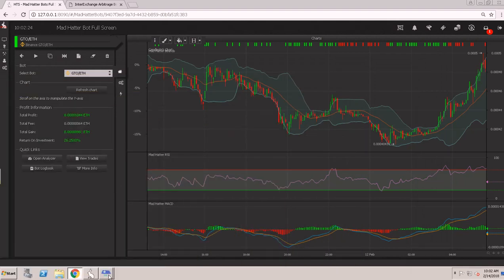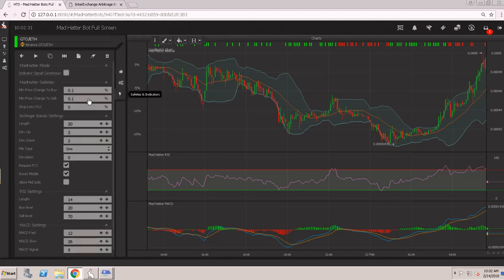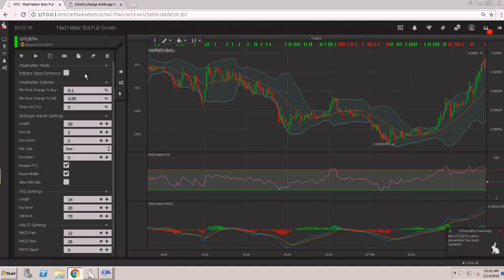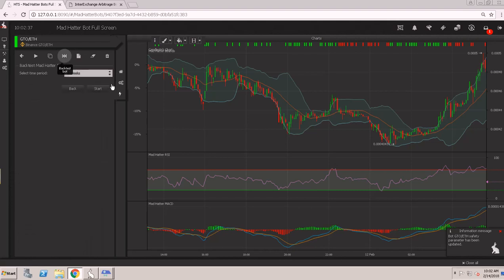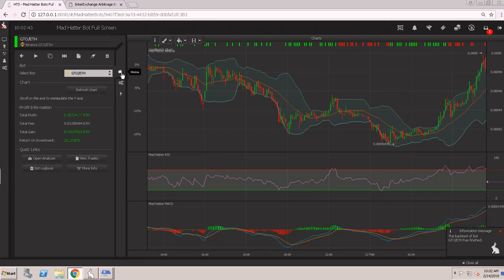Okay, so let's go ahead and update our settings to 4.55% before we sell, and let's back test this and see what happens. Alright, a little bit of a boost, 2%. Sometimes you get a boost, sometimes you don't. So in 2 weeks, you'd probably gain $300, which is okay.